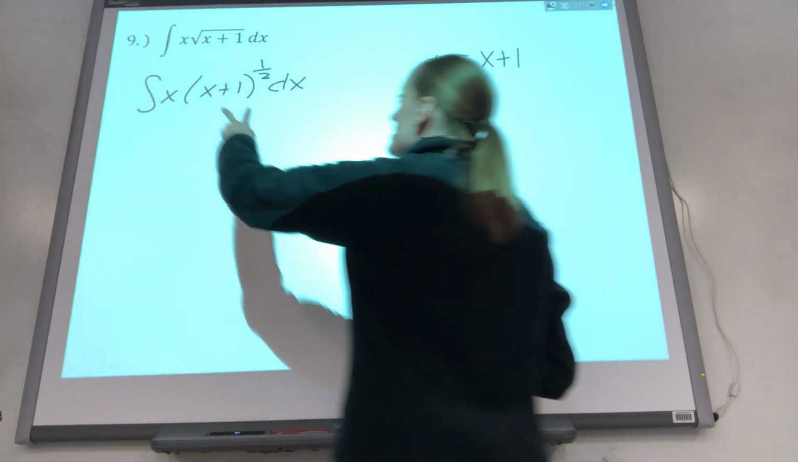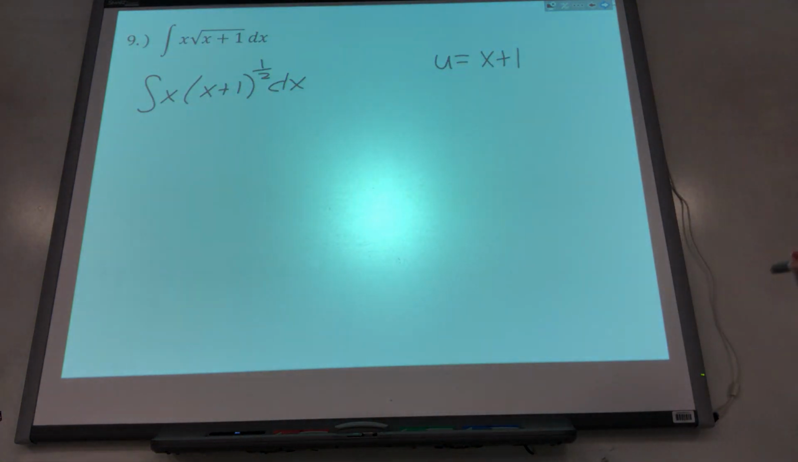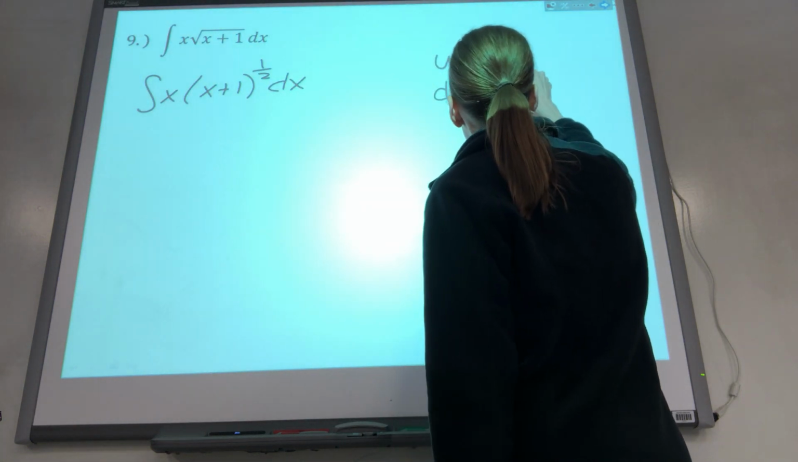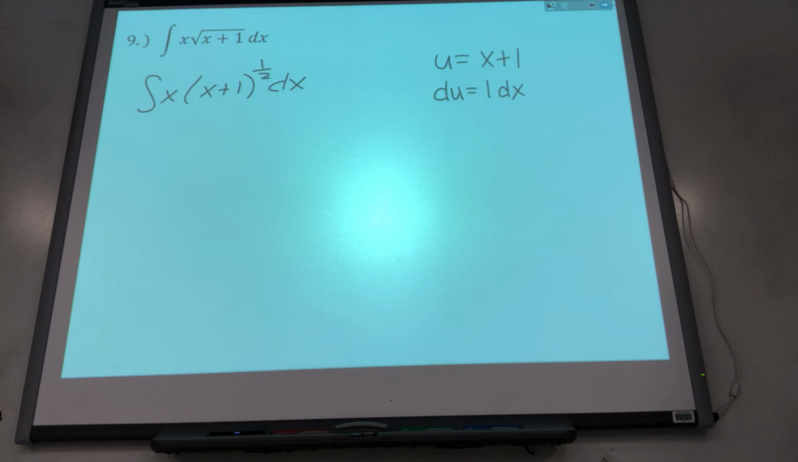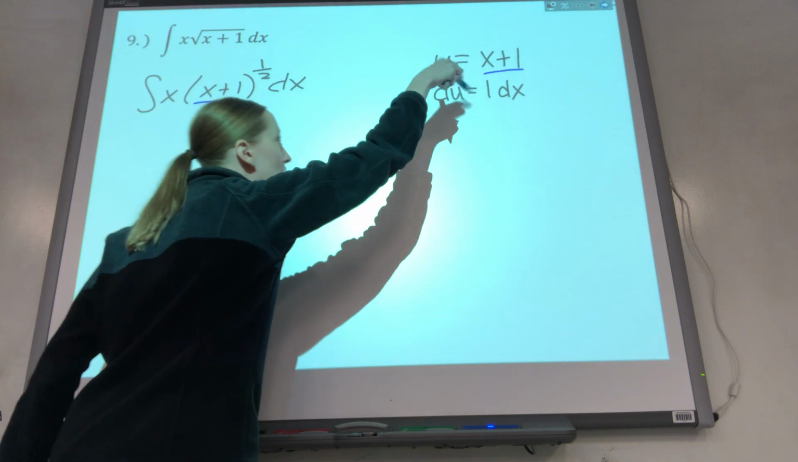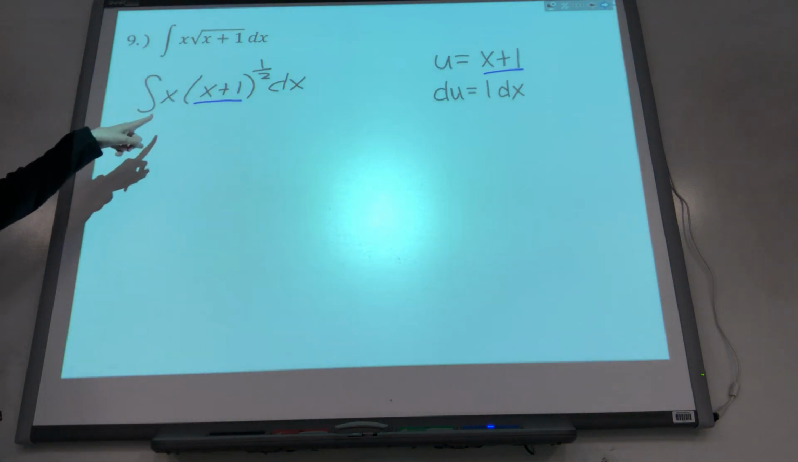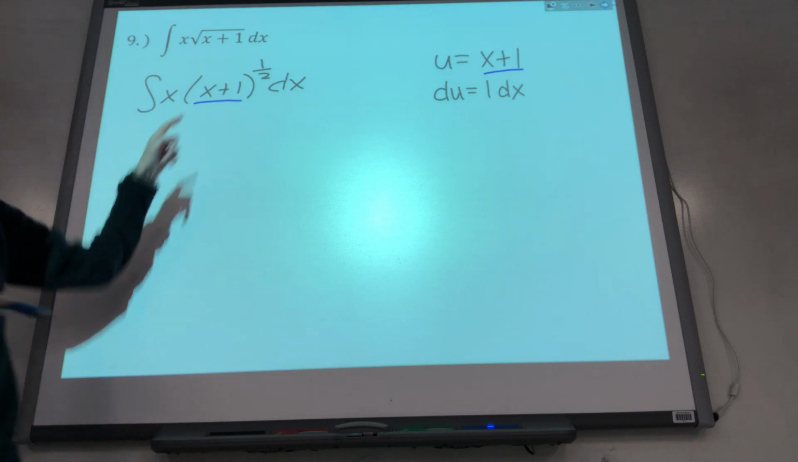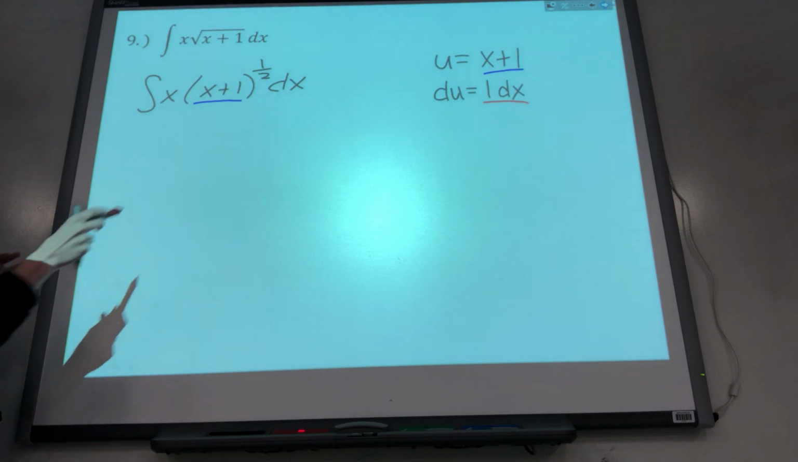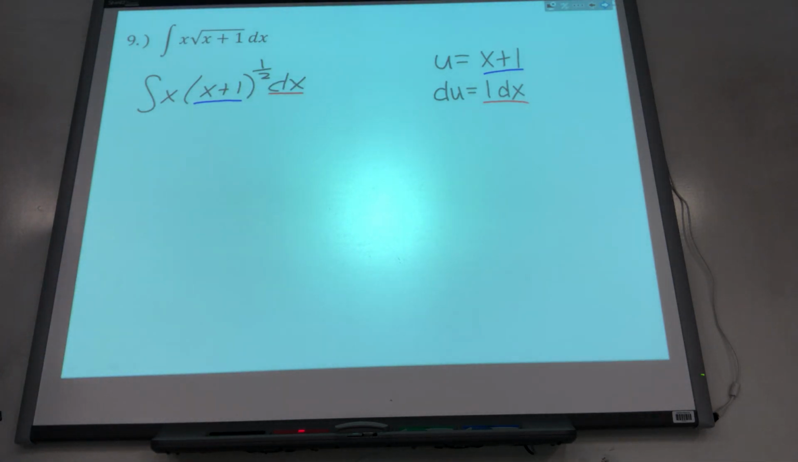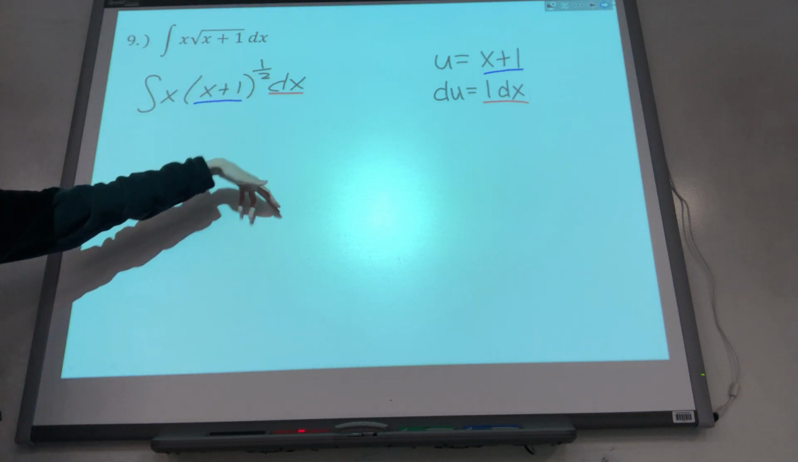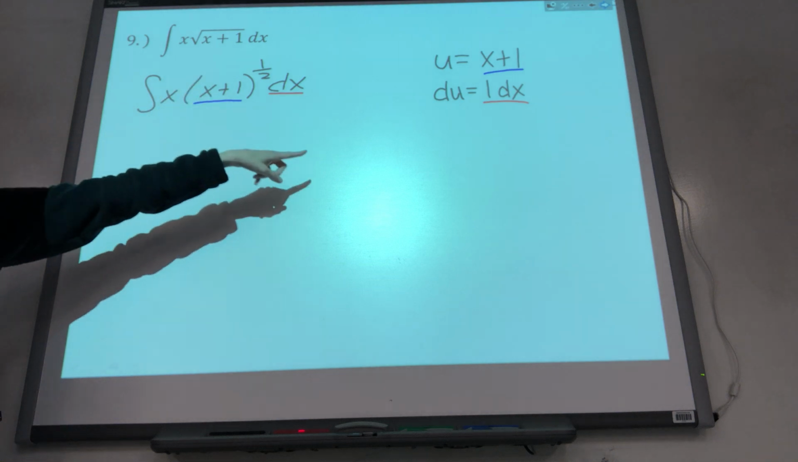So I'm going to let what's in parentheses or under the radical equal u. du is actually just 1 dx. Now, whatever you have over here should match up to what you have over here. I know the u part is taken care of, but for du, all I'm supposed to have is 1 dx. I don't just have 1 dx, I have x dx.